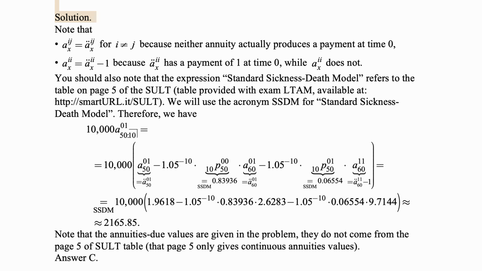And that's equal to 10,000 times 1.9618 minus 1.05^{-10} times 0.83936 times 2.6283 minus 1.05^{-10} times 0.06554 times 9.7144, and that's approximately equal to 2,165.85. Note that the annuities due values are given in the problem. They do not come from page 5 of the SULT table. That page 5 only gives continuous annuities values. So this is answer C.